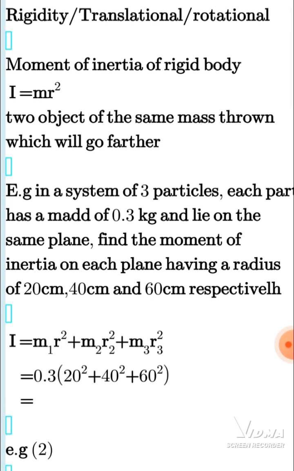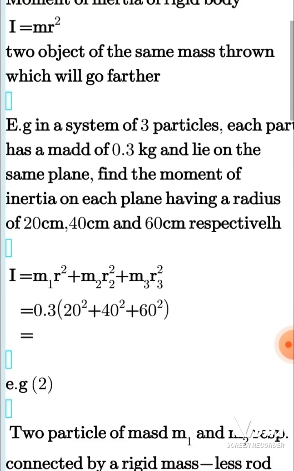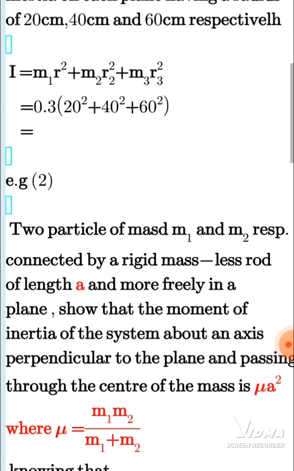So we have our mass. They gave us the masses of three different particles and their respective radii or distances. So using the formula of moment of inertia, you can calculate your answer and write it out. We have another example here.